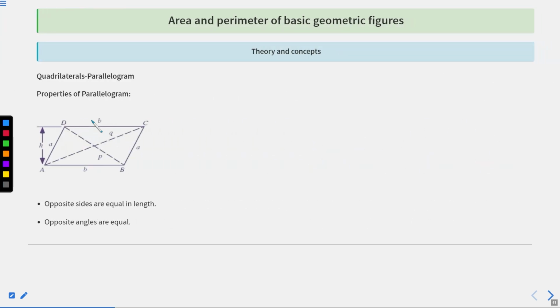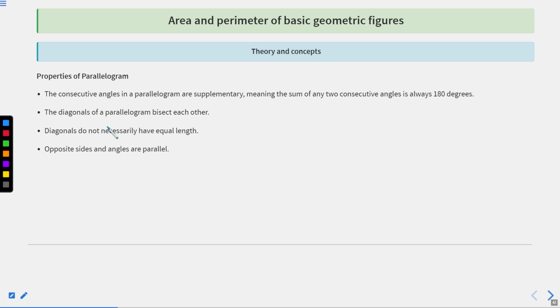So let us now talk about parallelogram. Parallelogram is quite similar to rectangle, but there are some differences. Similar to rectangle, in parallelogram, opposite sides are equal in length. Opposite angles are equal. Properties: the consecutive angles in a parallelogram are supplementary, meaning the sum of any two consecutive angles is always 180 degrees. The diagonals of a parallelogram bisect each other.